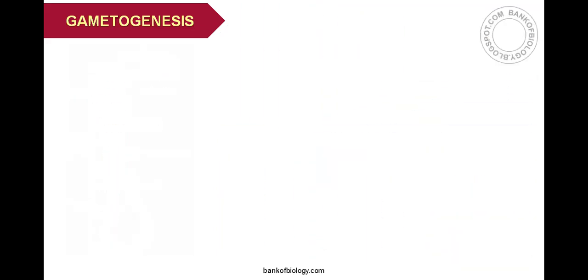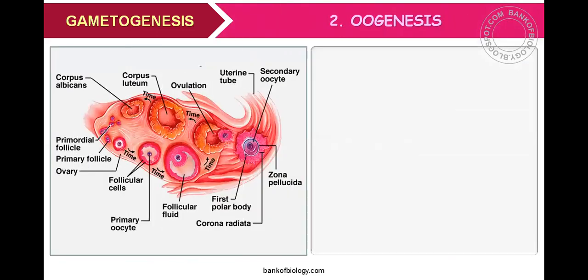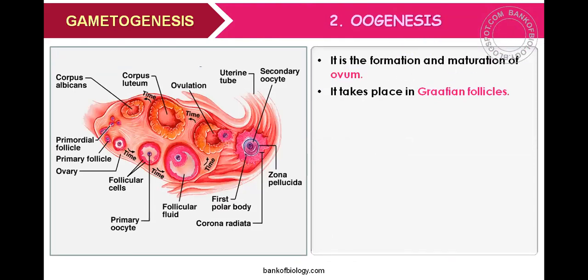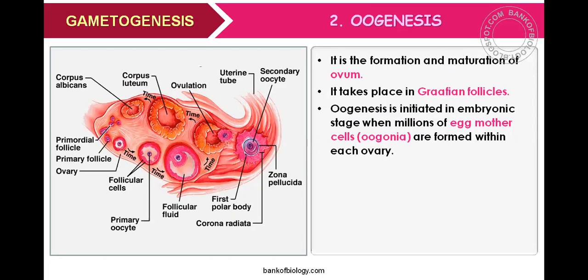Okay, we'll go to oogenesis, production of ovum. I told you all the layers of the Graafian follicles. The formation and maturation of the ovum takes place in Graafian follicles. Oogenesis is initiated in embryonic stages when millions of egg mother cells are formed within each ovary. No more oogonia are formed and added after birth. This is a very important point.